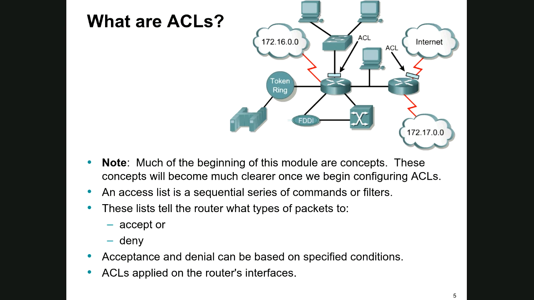Okay, so with access control lists, there's a two-step process. We're going to make up a list of permit and deny statements that say which IP addresses are permitted and which IP addresses are to be denied, and then we're going to apply them to one of the ports on the router in an inbound or outbound direction.